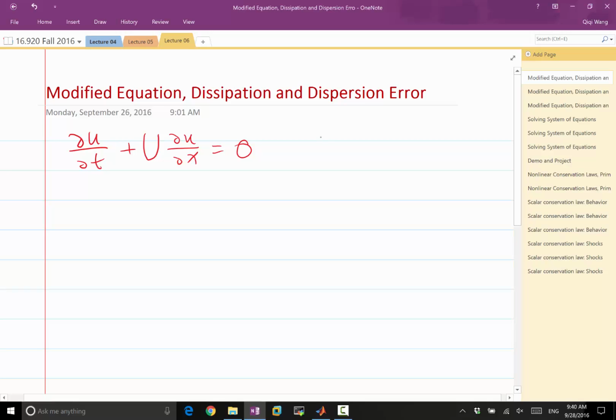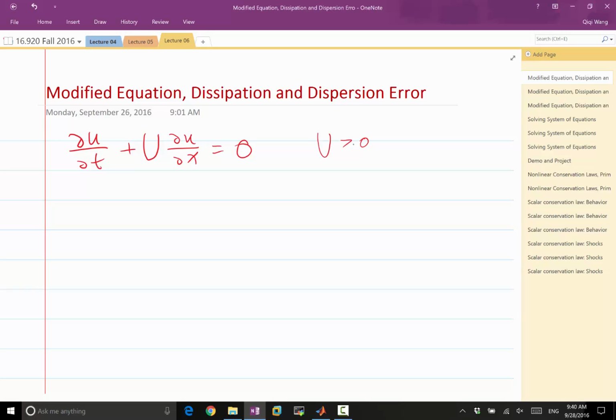So let's just say U is greater than 0. What does the solution look like? It's a translation towards which direction? To the right, exactly. So it's a pure translation to the right. The solution should maintain its original shape. So if I have a periodic domain, the solution should maintain its shape forever, right?